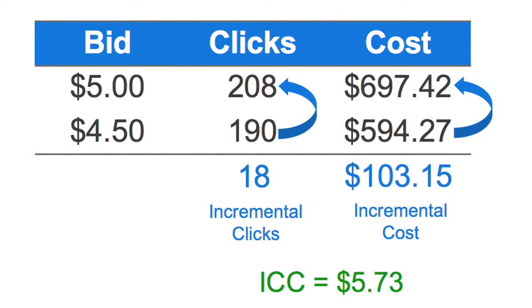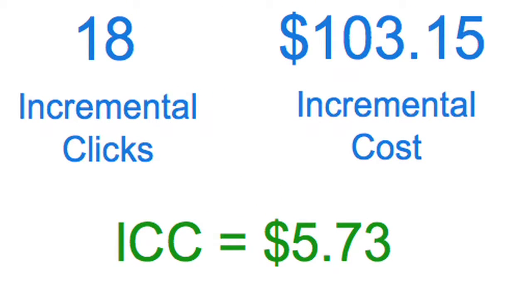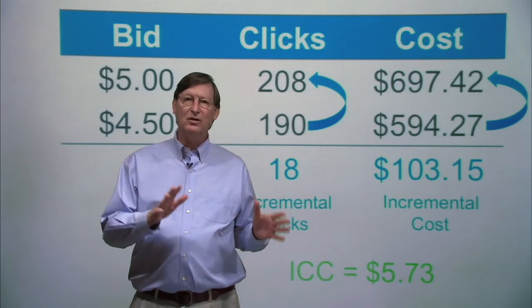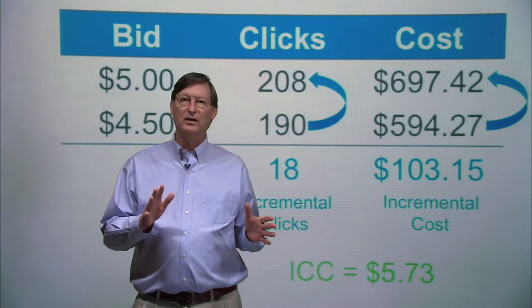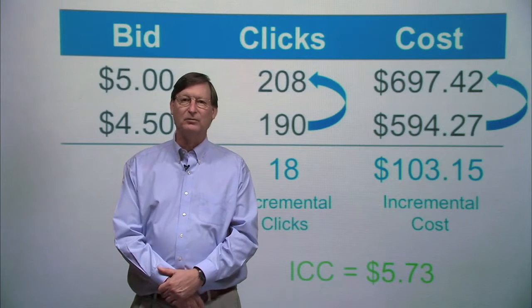Then you divide that number by the number of additional clicks you gain at the higher bid. So in this example, we got 208 clicks at our $5 bid and 190 clicks at our $4.50 bid. So we gained 18 clicks. Dividing those two numbers, $103.15 by 18, we get an ICC of $5.73. That means that each additional click from your $4.50 bid to your $5 bid costs $5.73 on average.